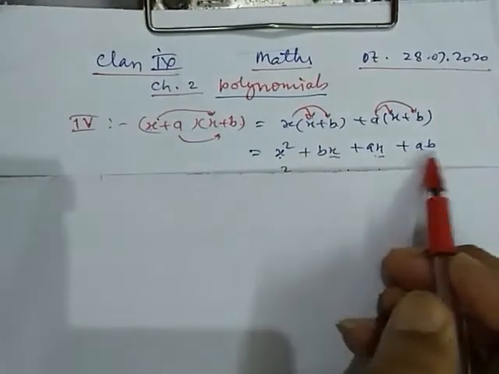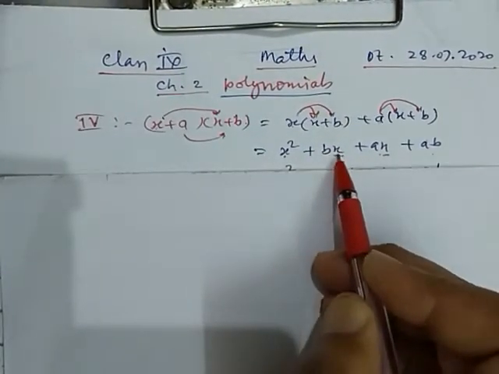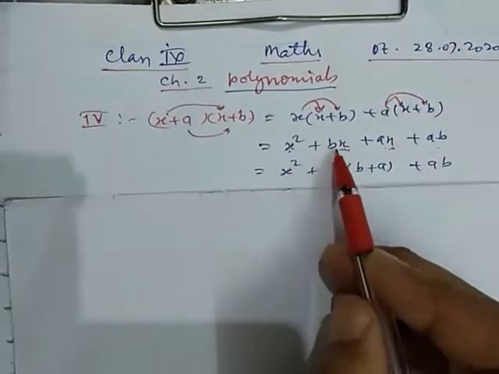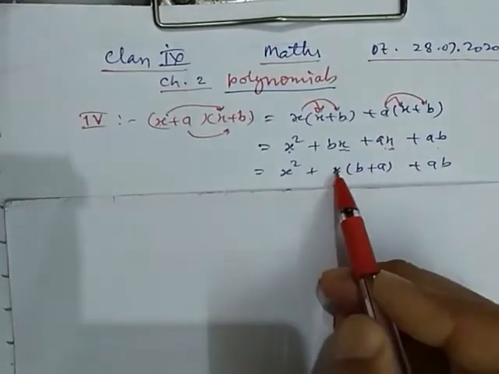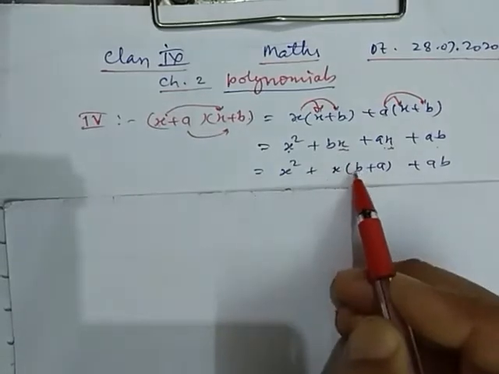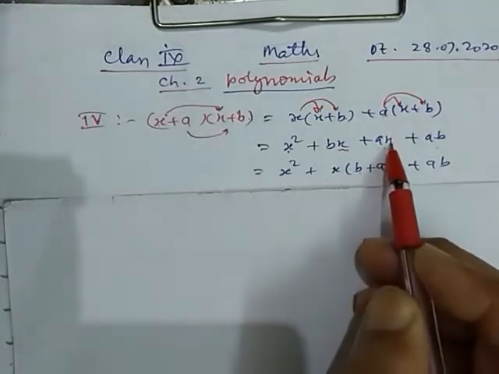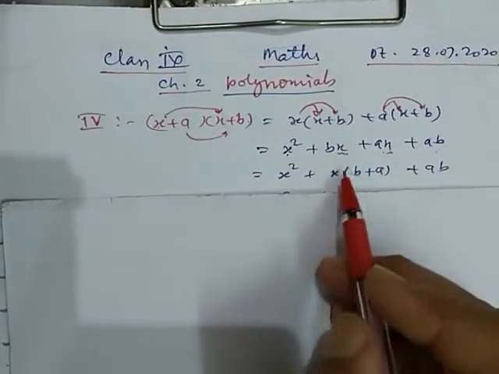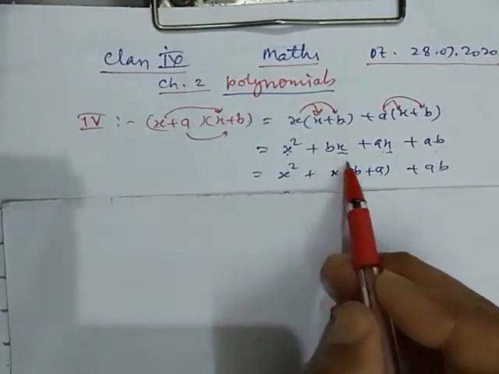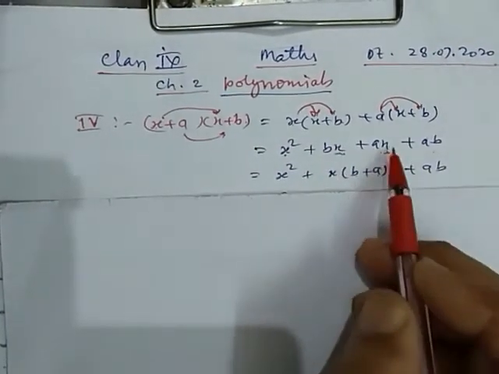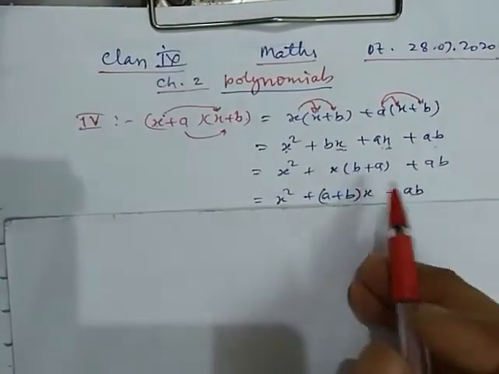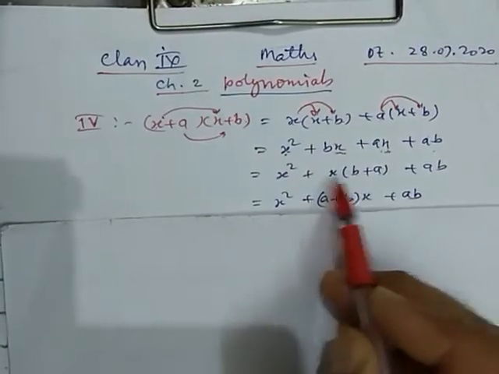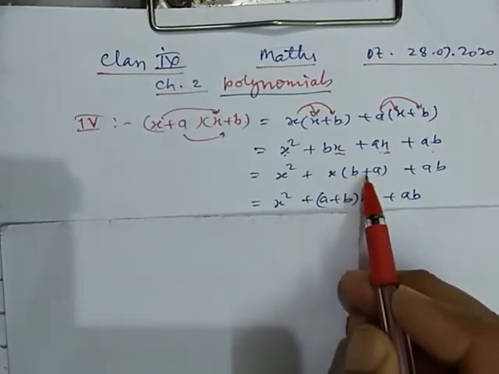Here we got 4 terms, but look here, bx and ax. Here x is common, so take x as common in these. When we take x as common, here we get b and here we get a. So this can be written as x into (b plus a). But check: x into b is bx, x into a is ax. Okay, this is right. So this can be written by exchanging the order, by commutativity.